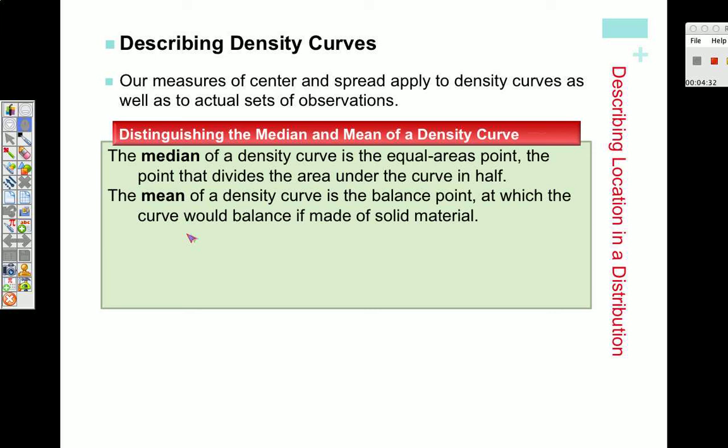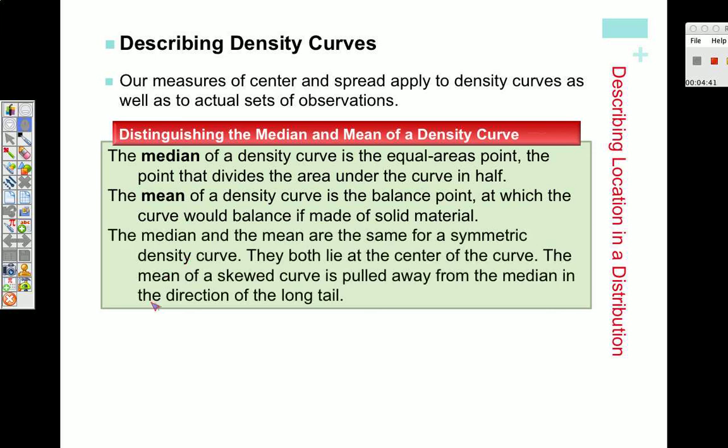If we were to take that curve and balance it on our fingertip, where would I have to put my fingertip so that it didn't tip off? And the mean and the median for a symmetric curve are identical. They're the same. They both are in the middle, the highest point of that curve. The mean of a skewed curve is pulled away from the median in the direction that it is skewed. And we should remember that from our investigations with what measures of center are influenced by outliers and skewness.